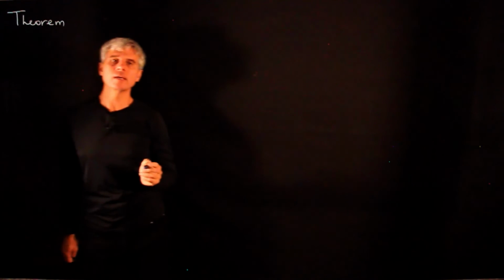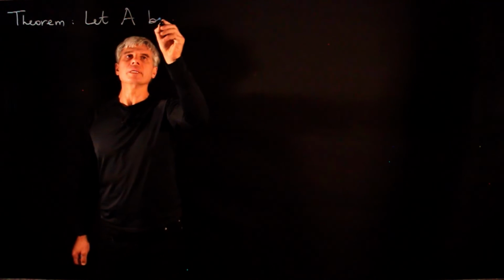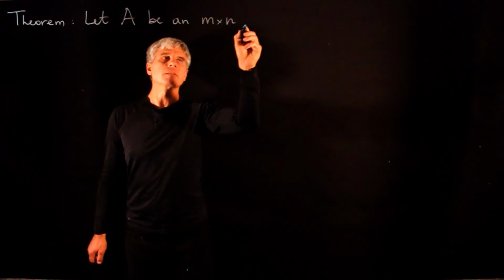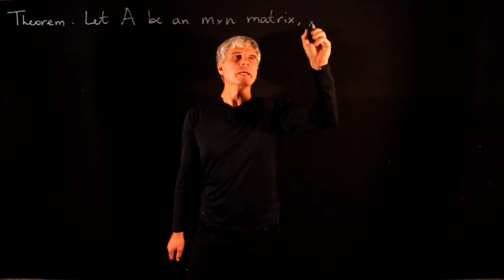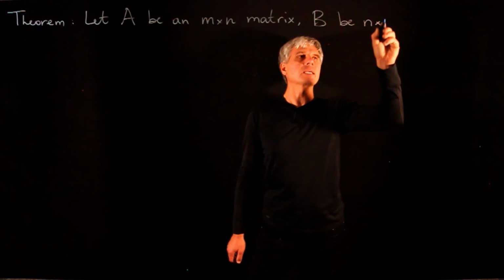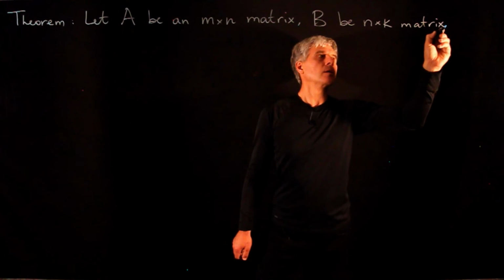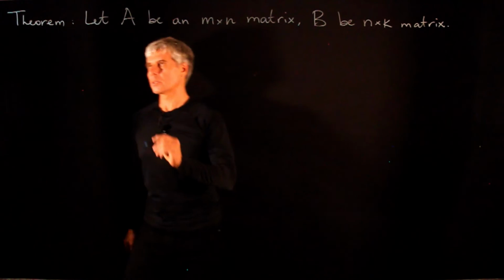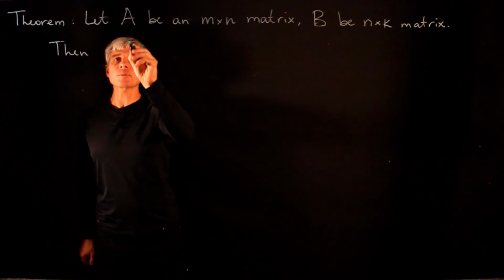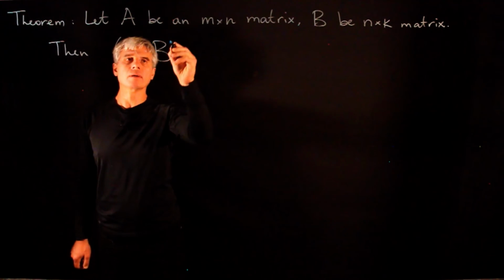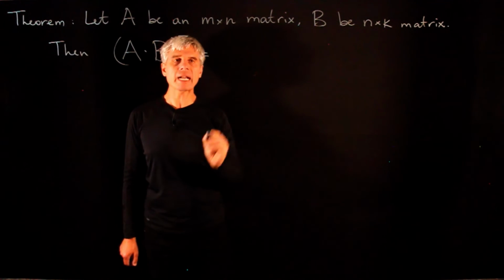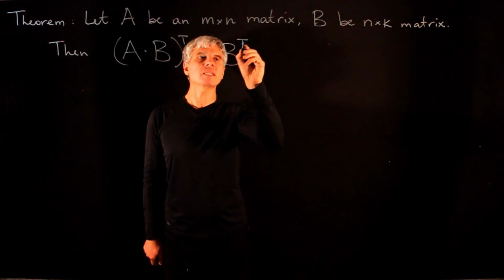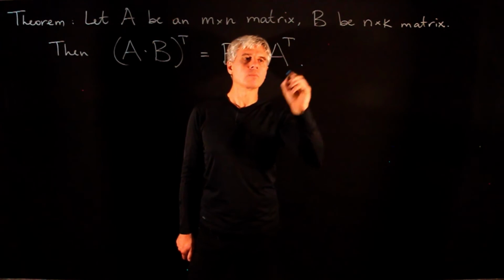Let us prove the following theorem that tells us the relation between matrix multiplication and transposes. So let A be an m by n matrix and B be an n by k matrix, so that the product of A times B is defined, right? So we have matching indices. So then the transpose of the product A times B is equal to the product of transposes, but in the opposite order. It's B transpose times A transpose.